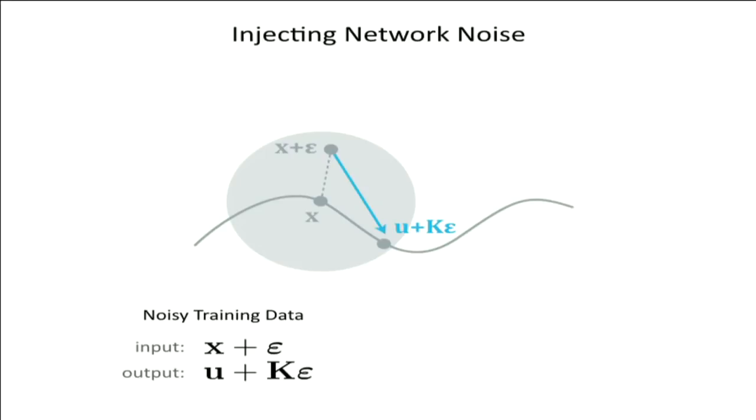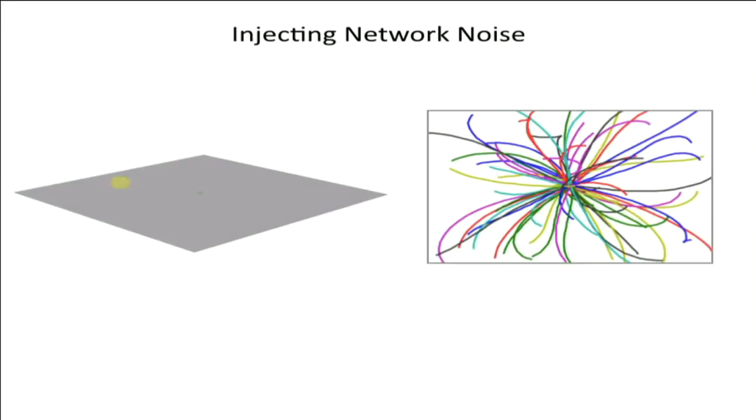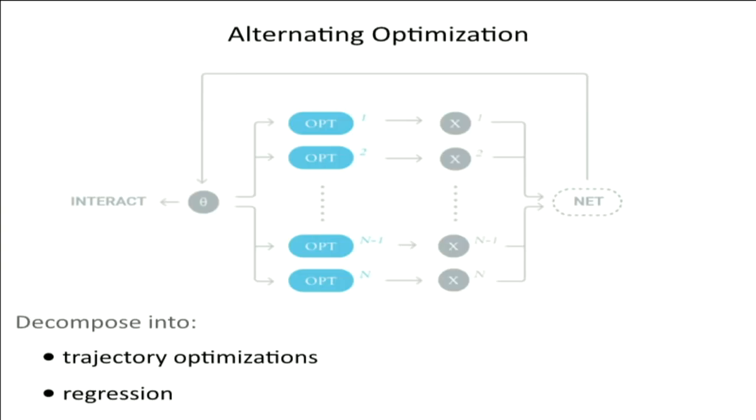But in practice, when we're training our policies, we can inject noise into the states and then change the corresponding desired outputs according to the optimal feedback gains. And if we train with these changes in the state, the policy always ends up converging.